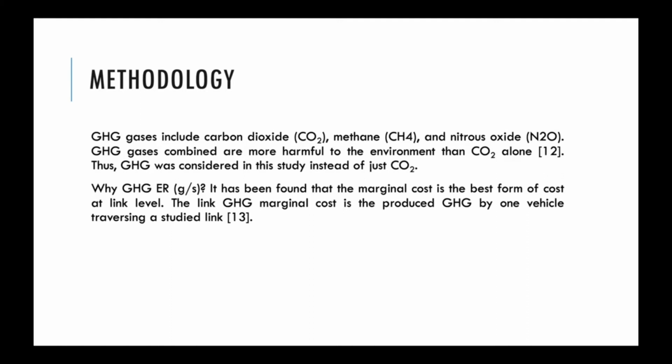The second point that I would like to clarify is why we chose to predict the greenhouse gas emission rate in grams per second. This is a very important point. It has been found that the marginal cost is the best form of cost at link level. The link greenhouse gas emission marginal cost is the greenhouse gas emission produced by one vehicle traversing a studied link. And this means that to estimate the marginal cost at a link, we need a greenhouse gas emission rate at that link at that time interval, multiplied by the predicted or estimated travel time at that link for that specific time interval.